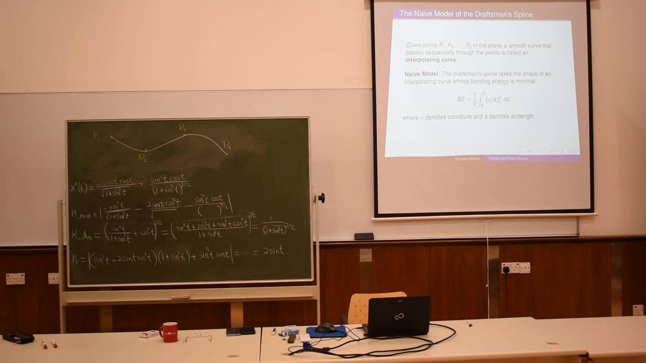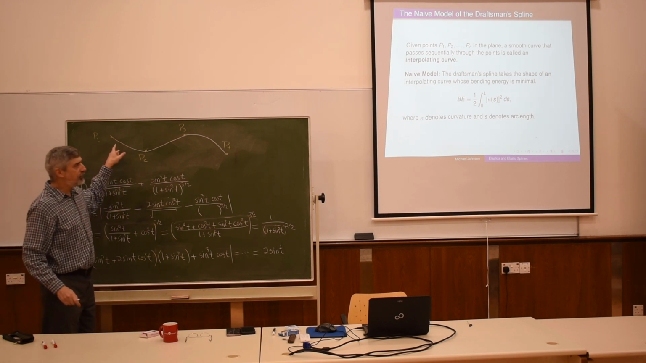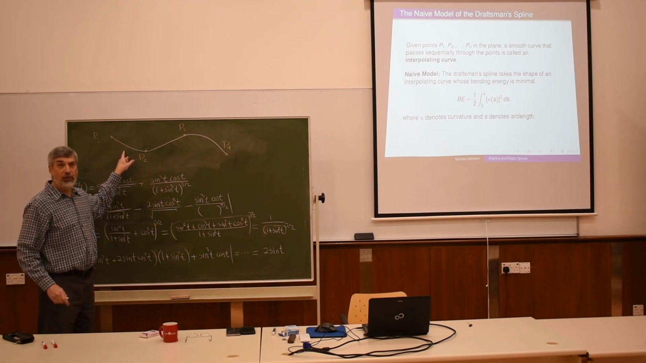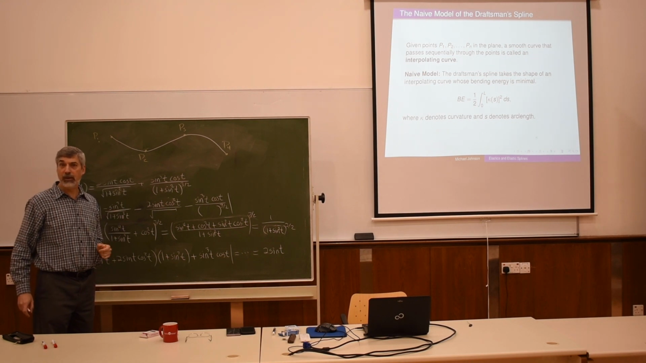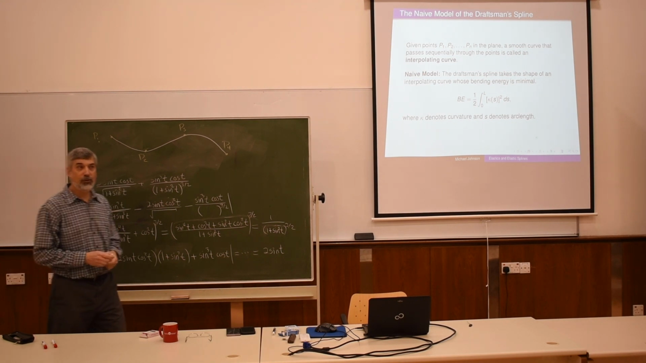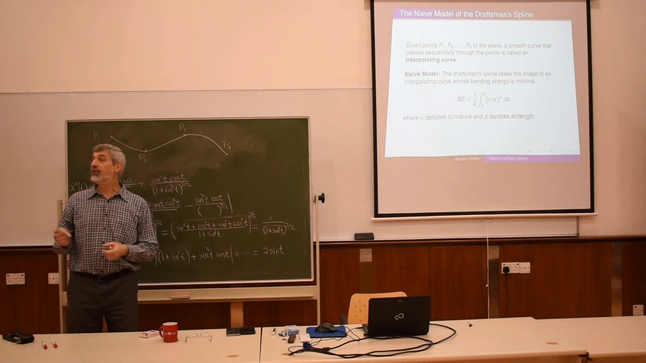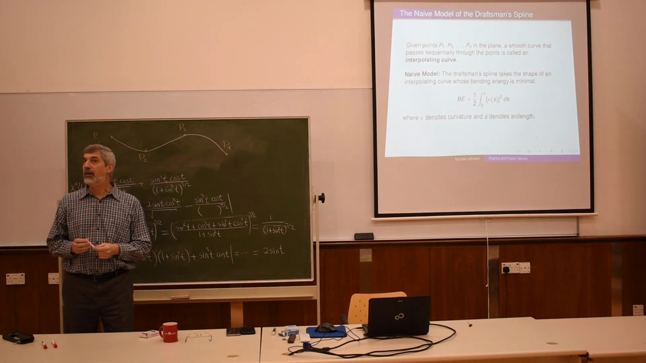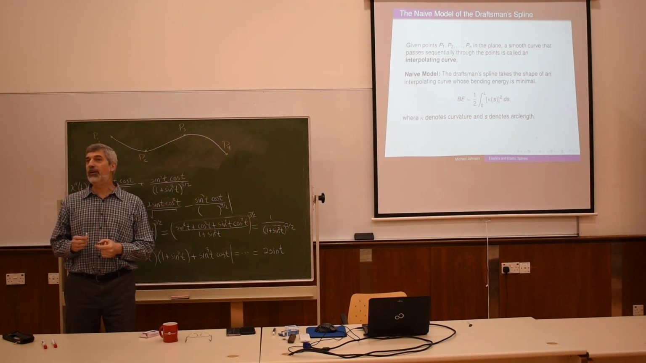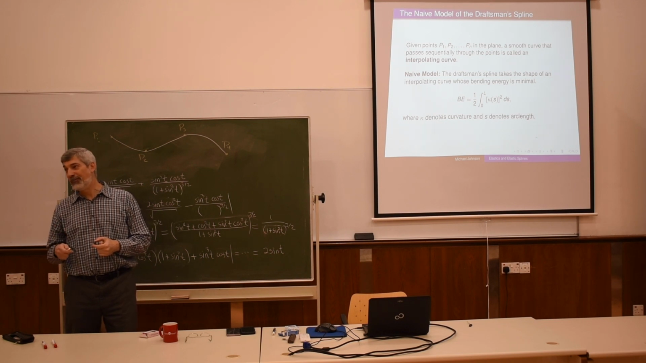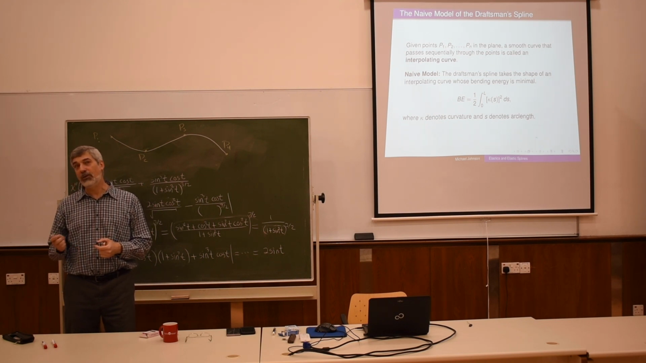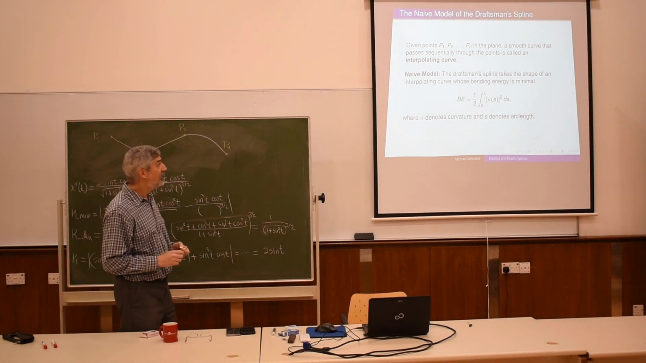So the naive model is that the shape that the draftsman spline will take will be the interpolating curve with minimal bending energy. Do you all know what the word naive means? Simple. Simplistic. A little bit too simple. No mathematics, only words, right? No, naive means there's a mistake in it because it's too simple. Okay.